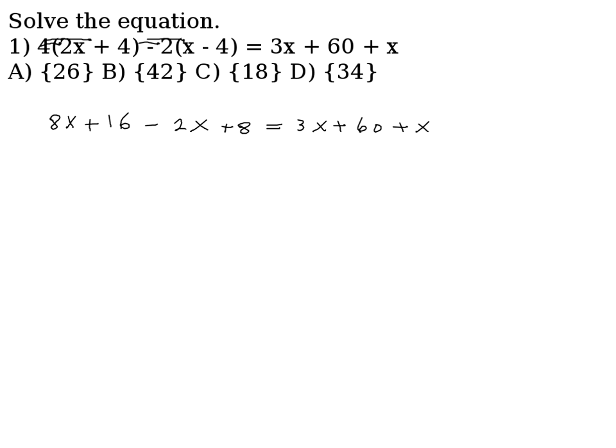Okay, the next step is to combine like terms. Here we have 8x minus 2x. What do we get? Plus 6x. Combine the constants. What do we get? 16 plus 8 is 24. So here we have 3x plus x, I give you 4x plus 60. So what would be the next step, anyone?